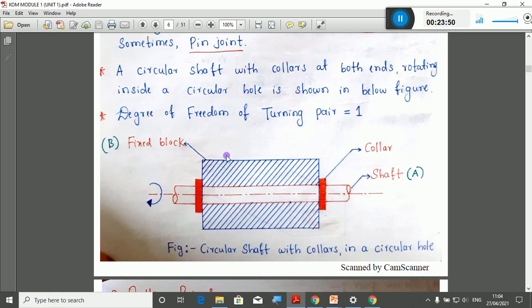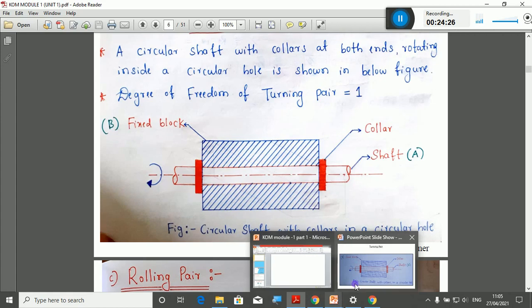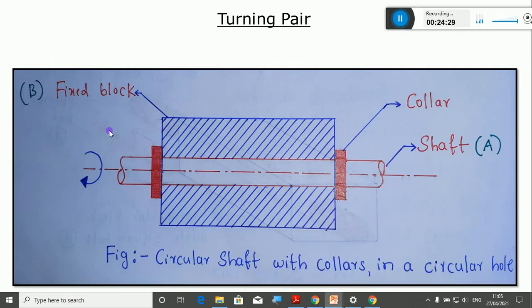So again, the same figure. Since the shaft A can only rotate with respect to the fixed block B, the degrees of freedom is again 1. It cannot have a linear motion, either towards left, right, front and back. It can only rotate. It is restricted to rotate. So I can call the degrees of freedom a 1. You can take the rough diagram of this one. Please take a rough diagram.